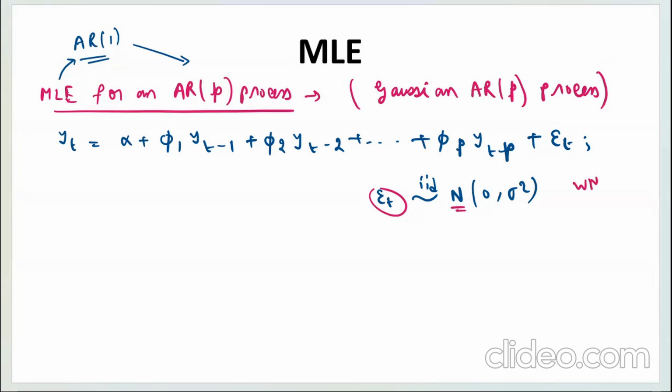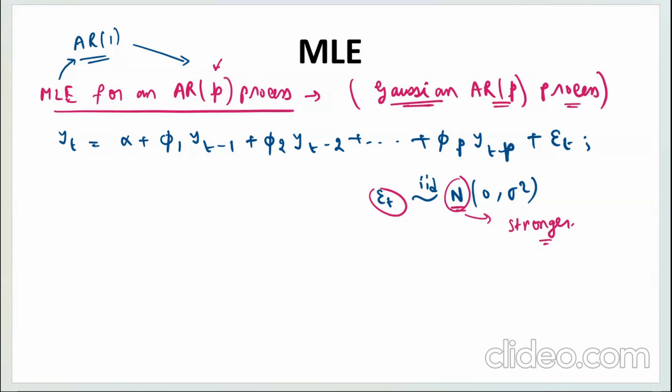When I taught you the AR(p) process, I told you that the epsilon t's follow white noise. White noise is not specifically any process, right? White noise is a general thing. Whenever the mean is 0 and the variance is some constant term, you call that process white noise, but no distributional assumption is made. So when I say that it is normal, I am making a stronger assumption in my calculation, and I am calling this the Gaussian AR(p) process. Gaussian means that the epsilon t's are following a normal distribution, right?